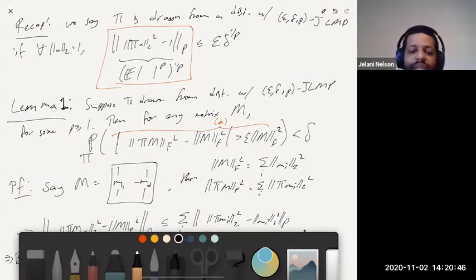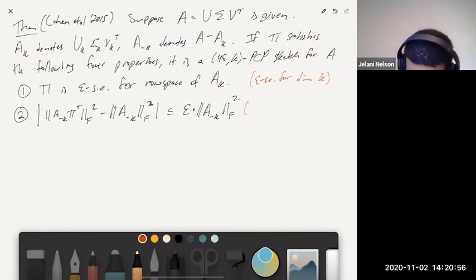Right. Lemma 1 says if you satisfy the JL moment property, then it implies that not only do you preserve vectors, but you also preserve matrices. Okay. So this is basically the epsilon, delta, p JL moment property by lemma 1.